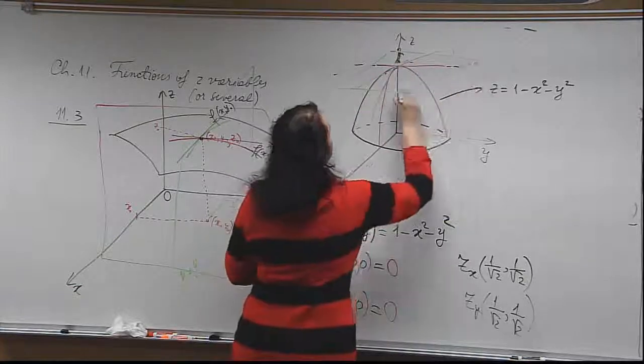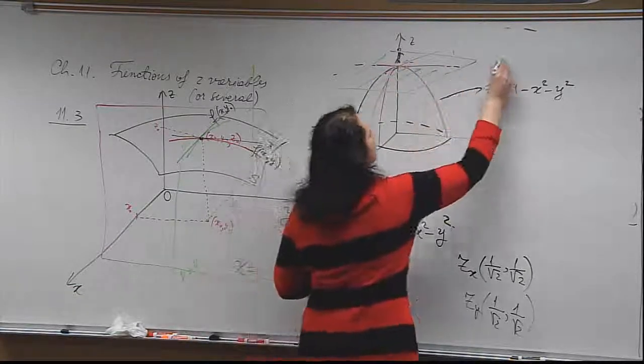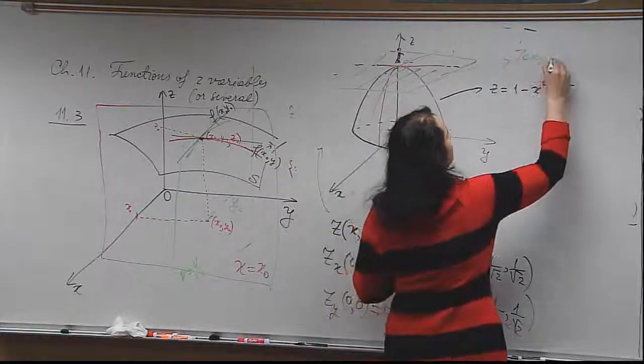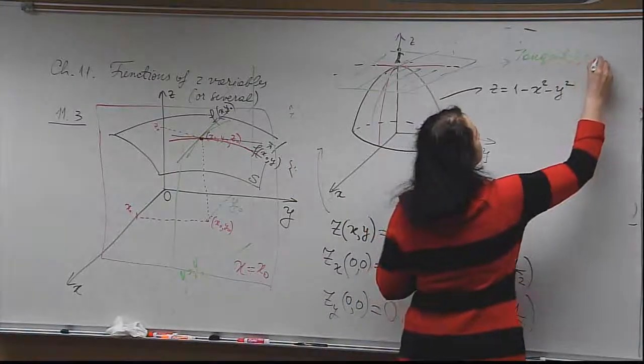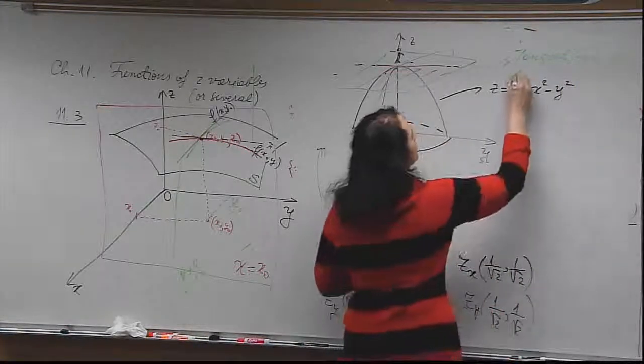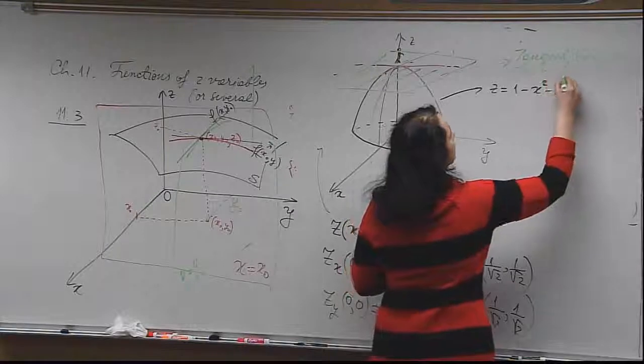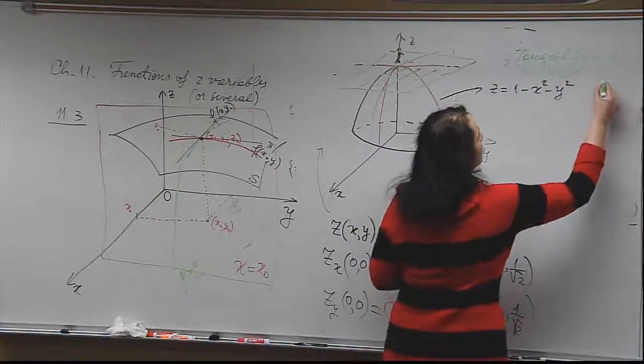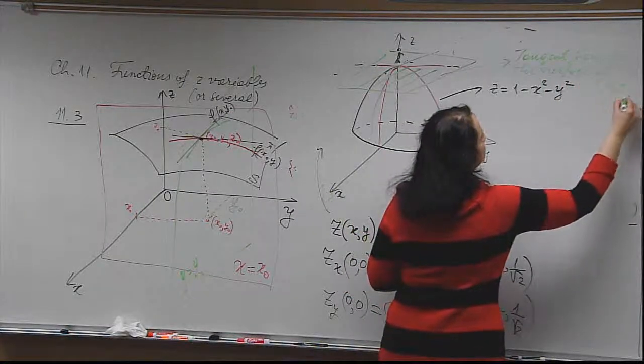And that's going to be the so-called tangent plane to the surface at x0, y0, which is the origin.